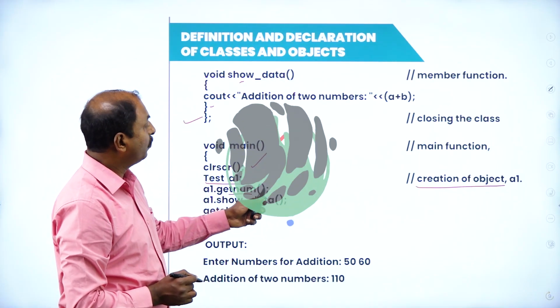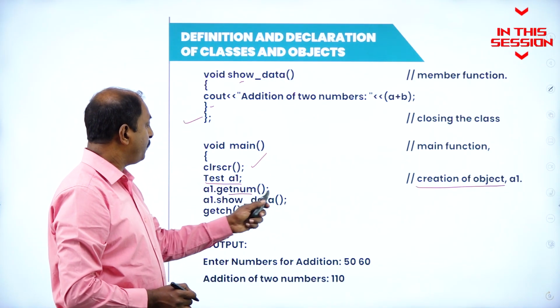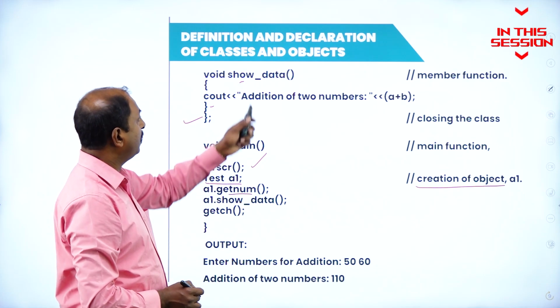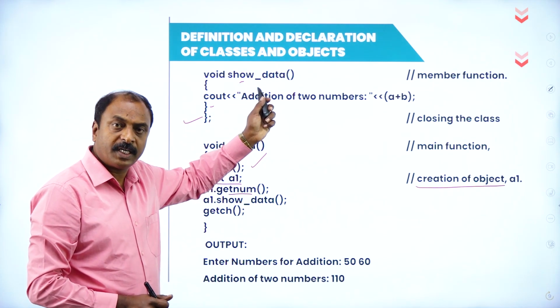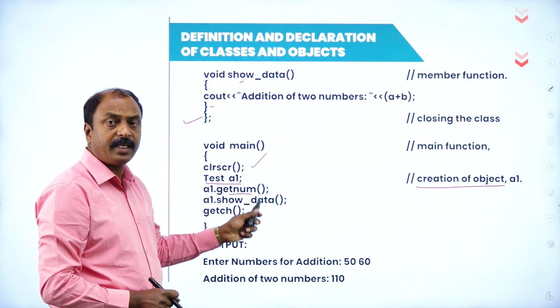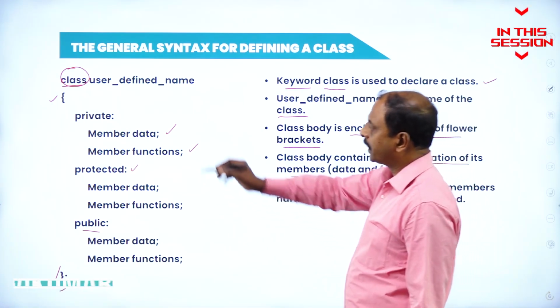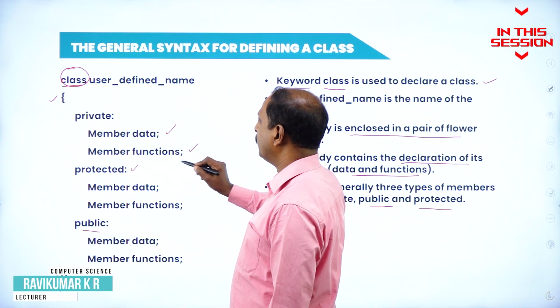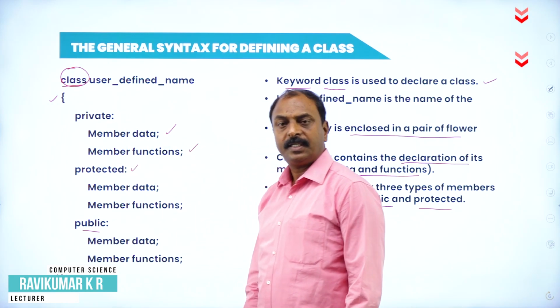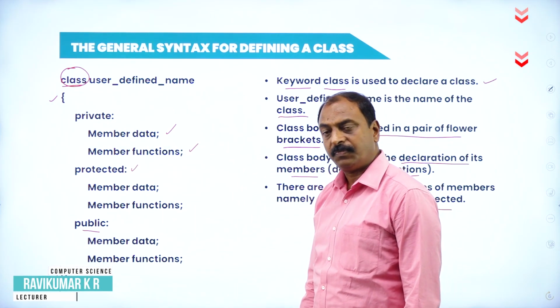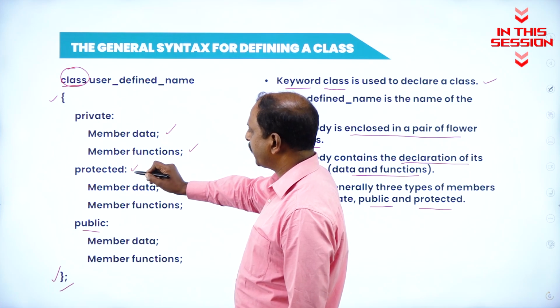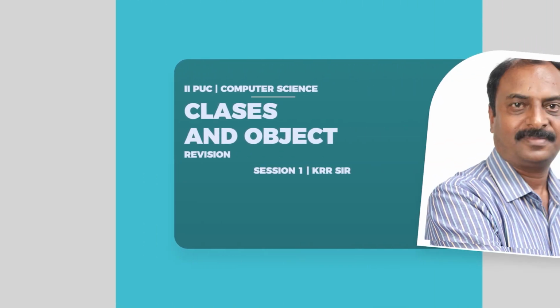Here we are invoking the function. So getNum and a1.showData, we are calling this function inside the main function. Inside the class, we can have member data and member functions under this. And here there are three types of access specifiers: private, protected, and public.